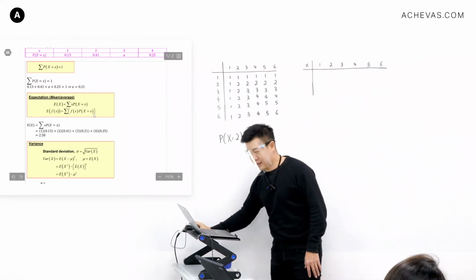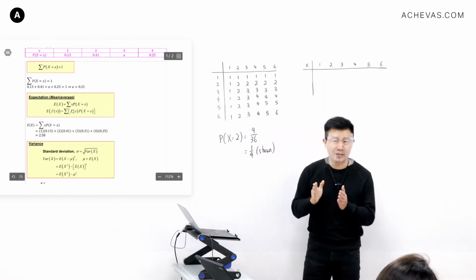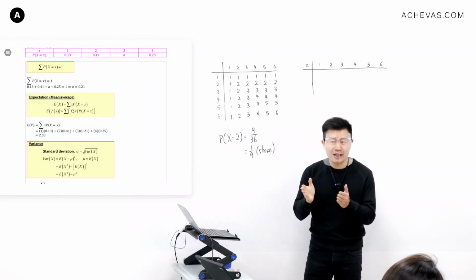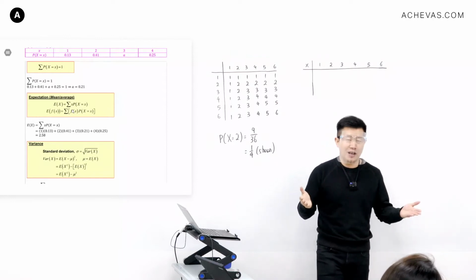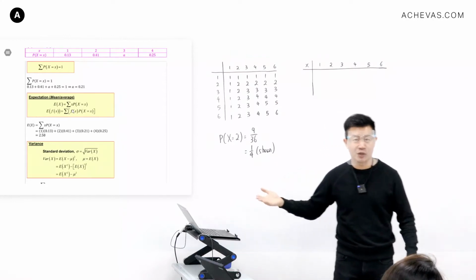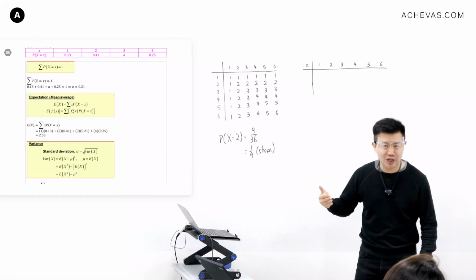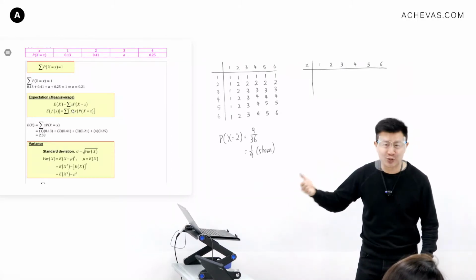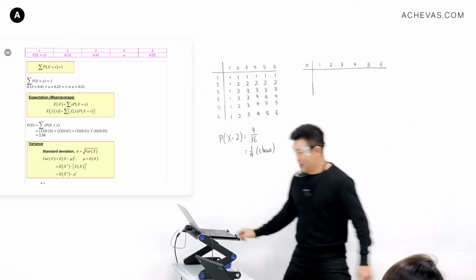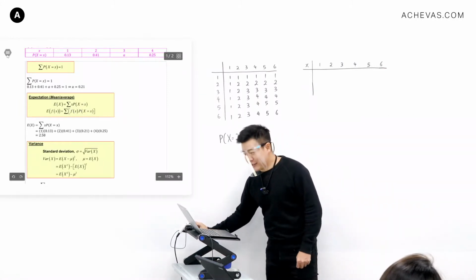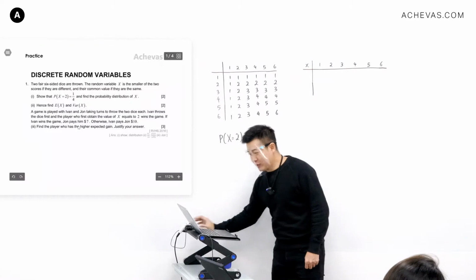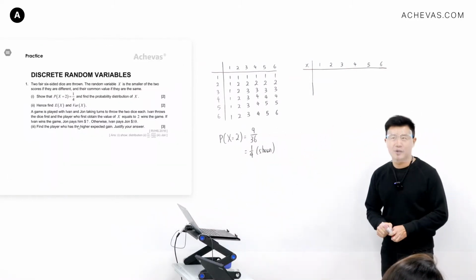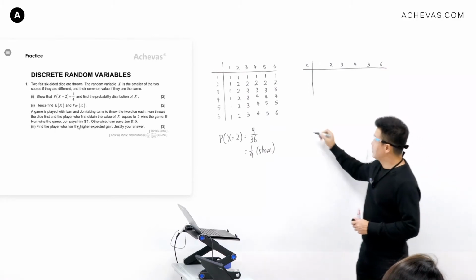But before that, let's try to recall. What is this expectation? Expectation is the average. So shouldn't expectation be calculated in the same way as we have calculated average since our secondary school? Has average changed just because the name was changed from average to expectation? Let's try to look into this one more time. So if I were to come back to this question, how did we first calculate the average in our Sec 1, Sec 2?